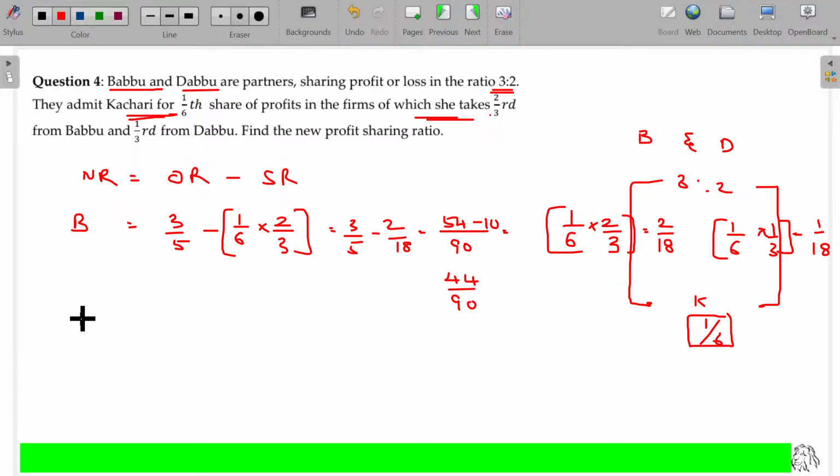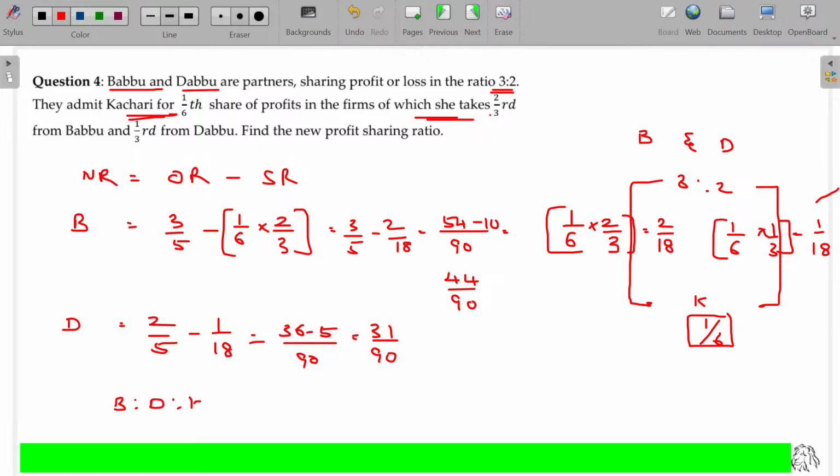Similarly for D, 2/5 minus his sacrificing value being 1/18. 2/5 minus 1/18, you can take the LCM being 90. 36 minus 5, 31/90. What about incoming partner K, Kachari's sharing ratio? It remains the same. Already it is clearly given. No need to do any more adjustments.